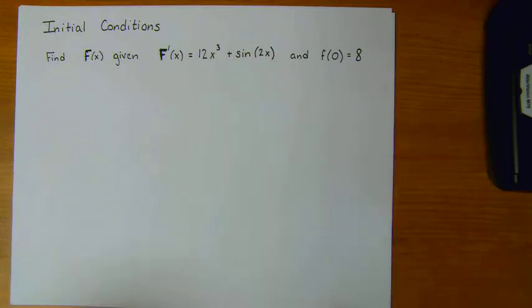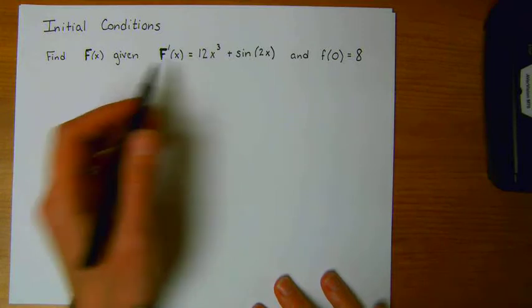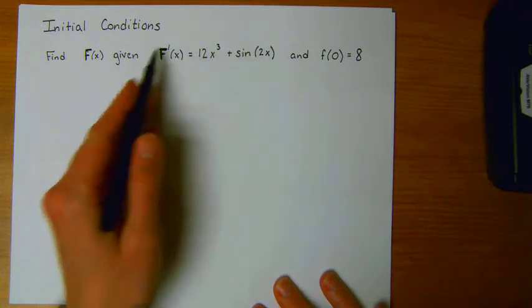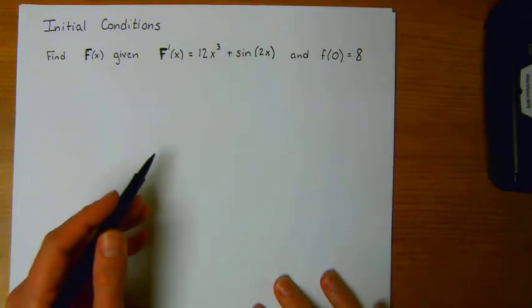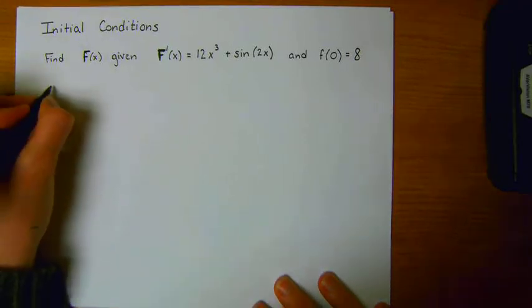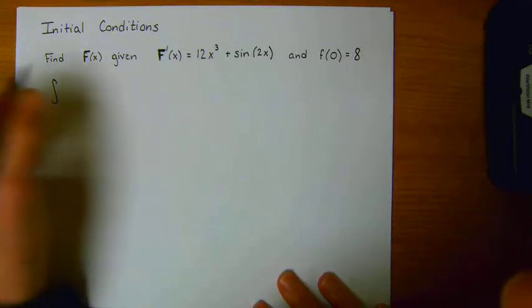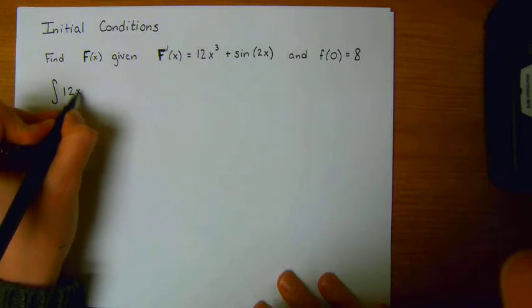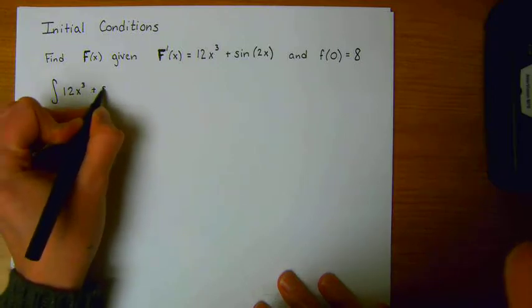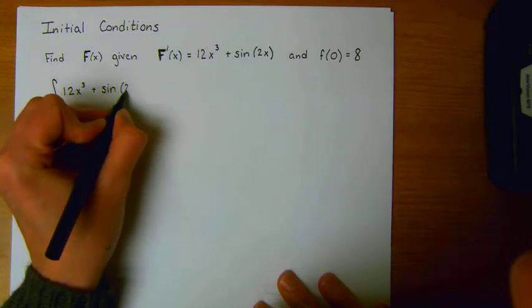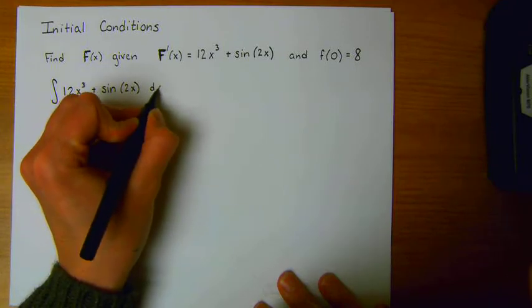The idea here is that if I know what the derivative is, I need to be able to take the antiderivative of this to get back to the original function. So that's the first step. I'm going to take the antiderivative of 12x cubed plus the sine of 2x dx.